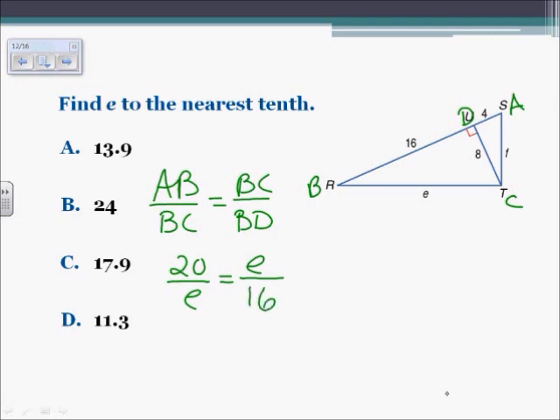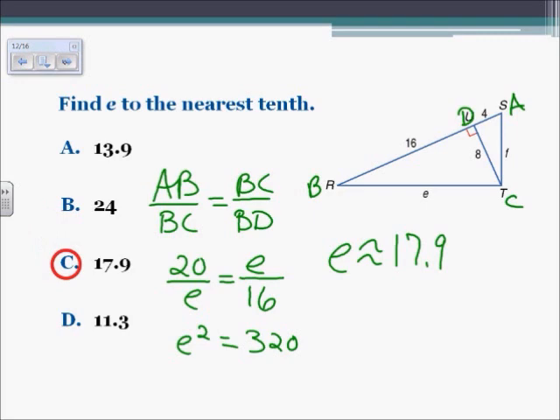We will cross multiply then, and we will have E squared is equal to 20 times 16, which is 320. We will square root both sides, and we'll be left with E as approximately 17.9. Then if we round to the nearest tenth, our solution will be C, 17.9.